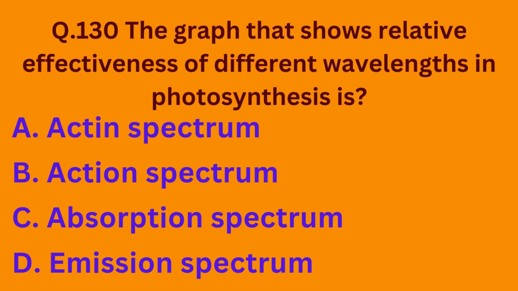Our next question is the graph that shows relative effectiveness of different wavelengths in photosynthesis is option A, actin spectrum. Option B, action spectrum. Option C, absorption spectrum. Option D, emission spectrum. So the correct option is option B, action spectrum.